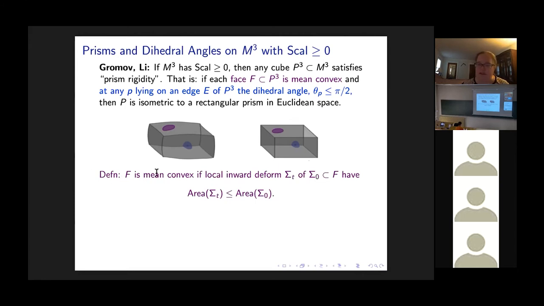So let's just go over the definition. F is mean convex if local inward deformations sigma_t have area of sigma_t less than or equal to area of sigma_0. Maybe a better definition would be that local outward deformations have areas increasing rather than this one. This is actually not so great. You have to be more precise as to what kind of inward deformation you allow.